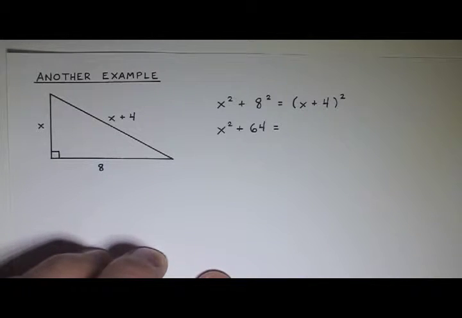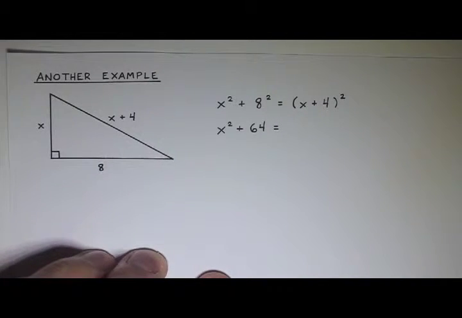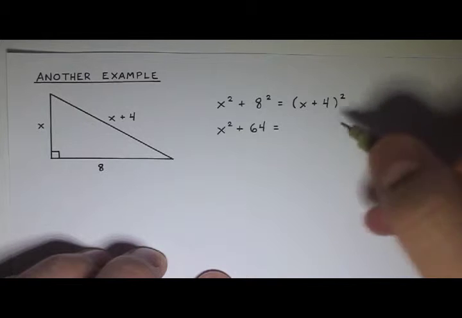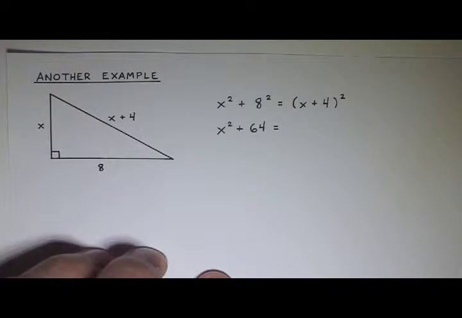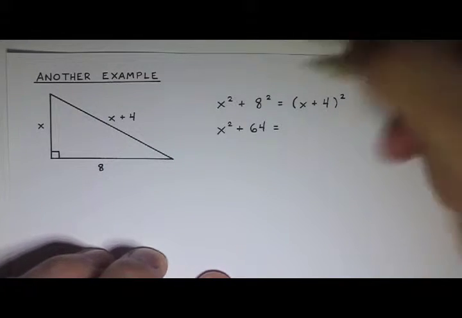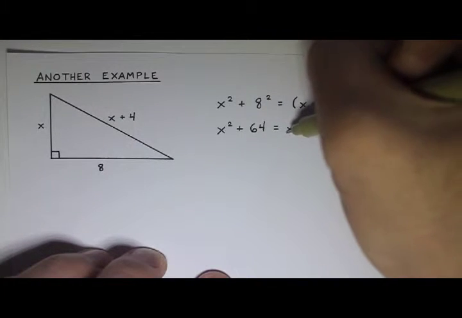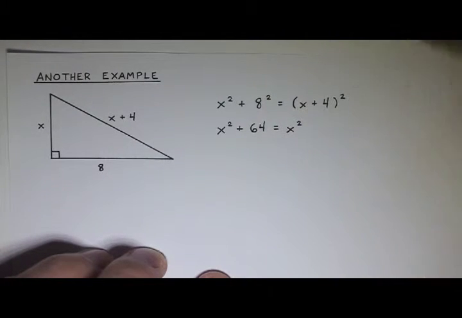So we actually have to FOIL this out, meaning that we're really going to write it as x plus 4 times x plus 4, and then do the first terms multiplied together, the outside, the inside, and the last. So you've probably seen this in algebra. I'm not going to do it in detail. I'm just going to go ahead and write it. You should probably get used to doing this in your head, so you don't have to write it out.